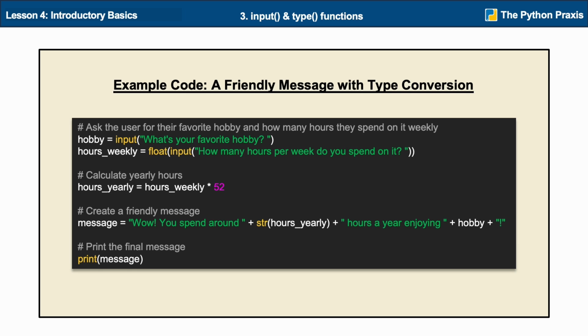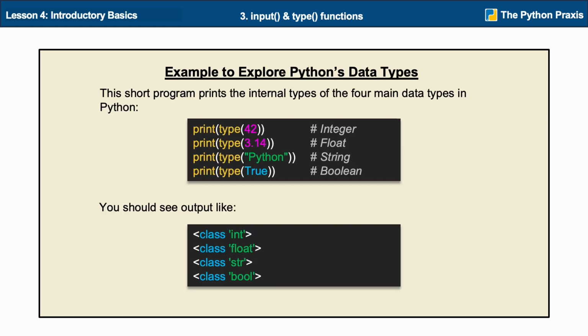Then Python calculates the hours yearly. hours_yearly equals hours_weekly times 52. Then we create a friendly message. message equals "Wow. You spend around " plus str(hours_yearly) plus " hours a year enjoying " plus hobby plus an exclamation mark. And at the end, we print the final message using the print function. Notice how we used input to get user data, converted it with float, did a little math, added it into a sentence, and printed it like a pro. Small code, big smile.